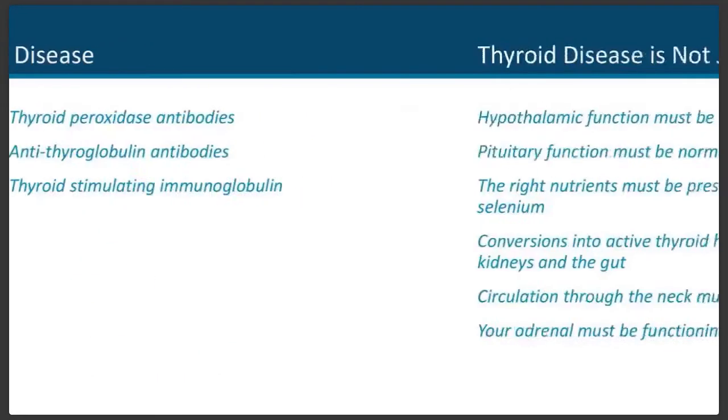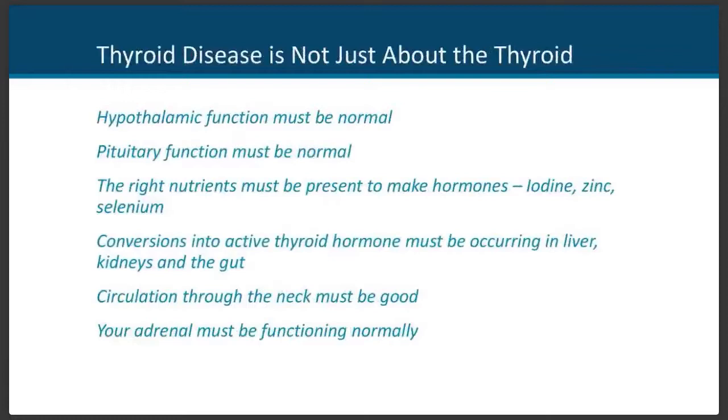So I hope you're getting the sense that thyroid disease is not really just about the thyroid. You need brain function to be normal, so hypothalamic function to be normal. Pituitary function must be normal. You have to have the right nutrients present to make hormones. So at various stages in the process, you're going to need iodine or zinc or selenium. You also need to be able to convert thyroid hormone into active thyroid hormone.